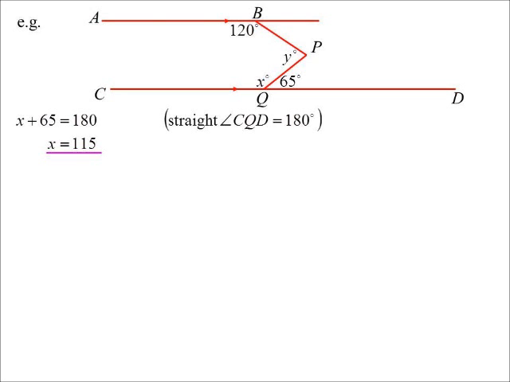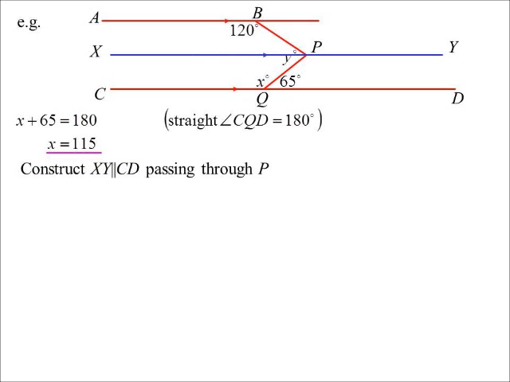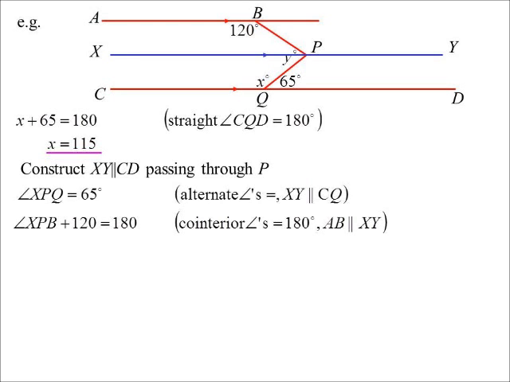Now, y. In order to do that, I need to construct a parallel line. I'm going to construct XY so that it's parallel to CD, and I want it to pass through P. So that's where we'll put it. So I've got XPQ is going to be 65. Alternate angles are equal. I've got XPB plus 120 will be 180, co-interior angles. That gets me that XPB is 60.